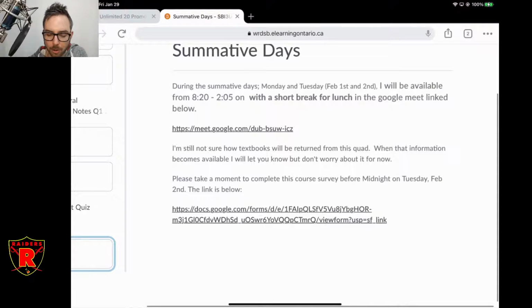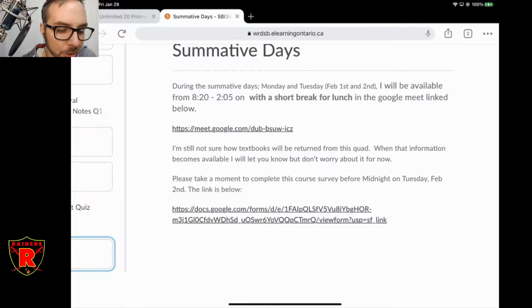And then at the bottom there is the survey. You could do the survey today if you wanted. Technically, you're supposed to do it during those summative days, but you could do it right now. It'd take you 5 minutes. It's just a quick survey asking you some questions about how you found the course content in terms of difficulty, in terms of timing, things that you felt could have supported you better. Most of this is forward looking.